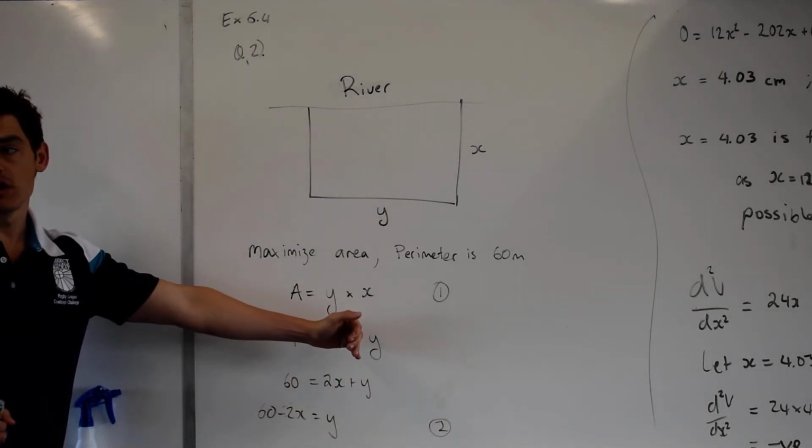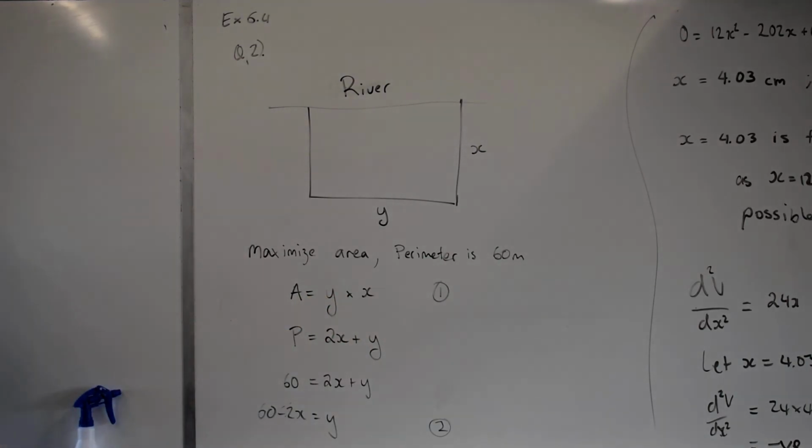How many variables have we now got? One variable. So I've got my expression in one with one unknown. Sweet. And now I derive, let it equal 0. Off we go. I'll give you a bit of time to do that. Let's go.